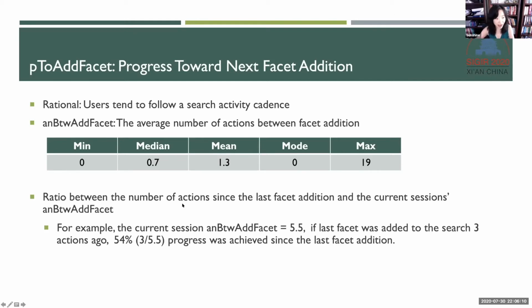So this P to add facet is just checking the ratio between the number of actions since the last facet addition and the current session's AND between add facet. So this is a little confusing. For example, the current session's AND between add facet is 5.5. If the last facet was added to the search 3 actions ago, that means 54% of the progress was achieved since the last facet addition. So that's the first variable.